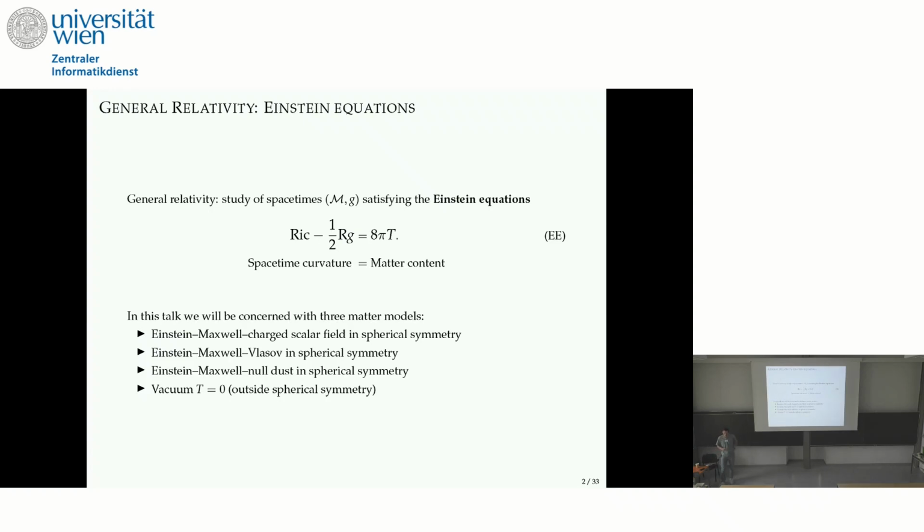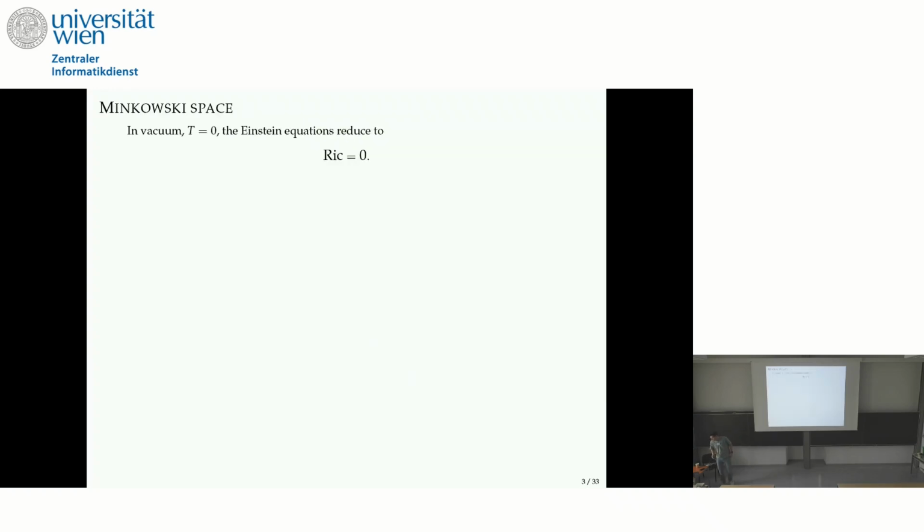The interesting thing about the Einstein equations is that in vacuum, compared to Newtonian gravity, it's already non-trivial. And the non-trivial degrees of freedom are called gravitational waves. In vacuum, the Einstein equation reduces to Ricci equal to zero. And the most elementary, trivial solution of Lorentzian geometry is the Minkowski solution, with its geometry called special relativity. This is the flat metric. Of course, we know it all.